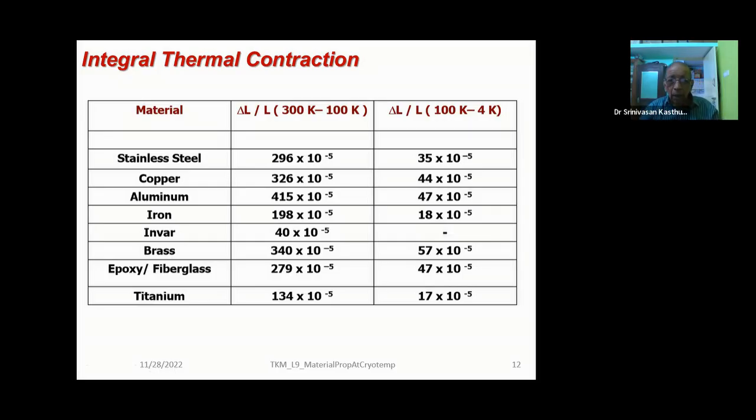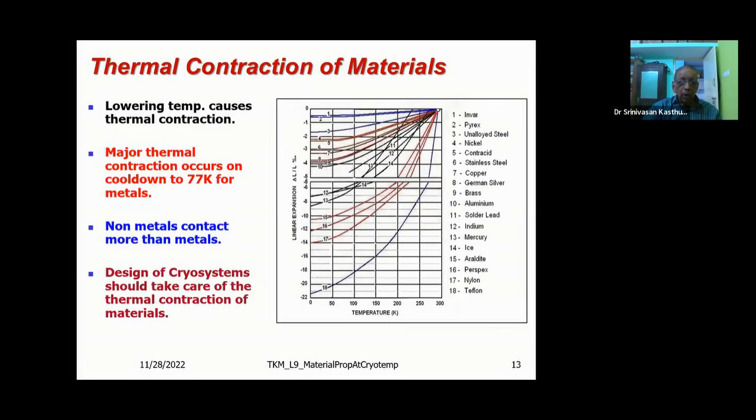But the value of delta L for 100K to 4K is 17 into 10 raised to minus 5. Okay. So please remember that thermal expansion coefficient is an important factor, and the integral thermal expansion is really useful for estimating how much thermal contraction will happen in a system.